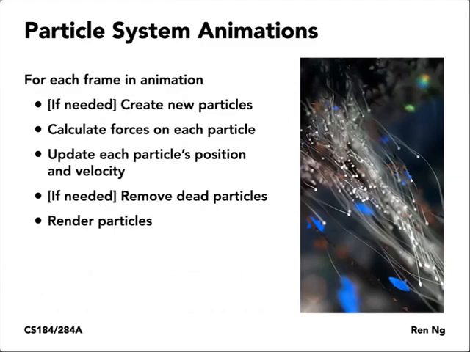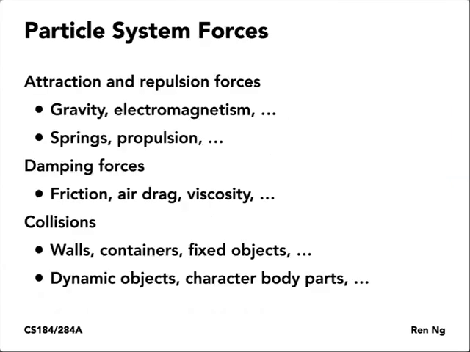So in a particle system animation, for each frame in the animation, if we need to, we create new particles, we calculate the forces on each particle, we update each particle's position and velocity, and then if needed, we remove dead particles from the system too, and then we render them. Okay, so that's kind of the general system model.